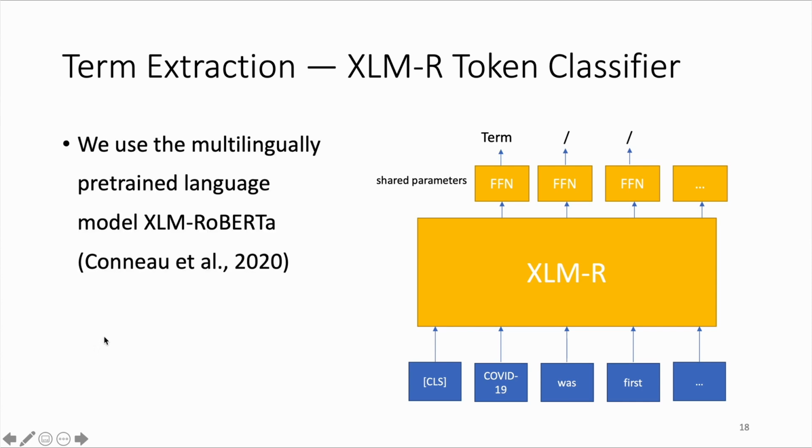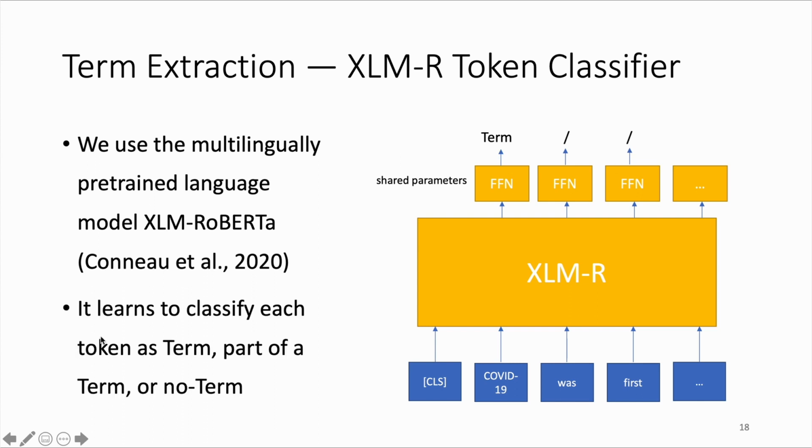And in our case, we fine-tuned it on tagging these individual tokens as either term, part of a term, or no term. So if the sentence starts out as "COVID-19 was first discovered," then we hope that COVID-19 would be tagged as a term by the final layer of our model, while the others would be tagged as no term.